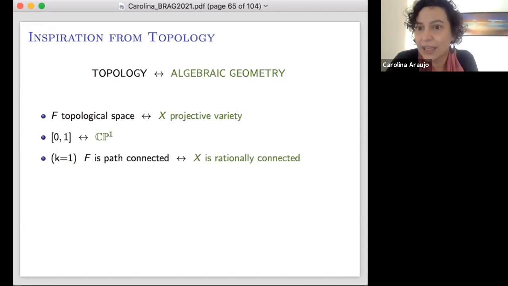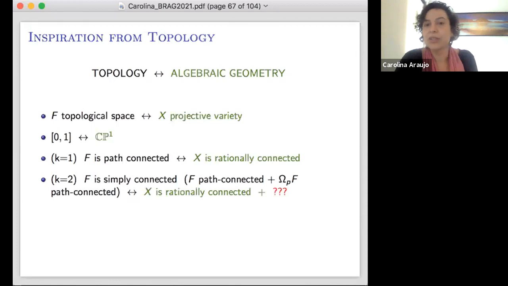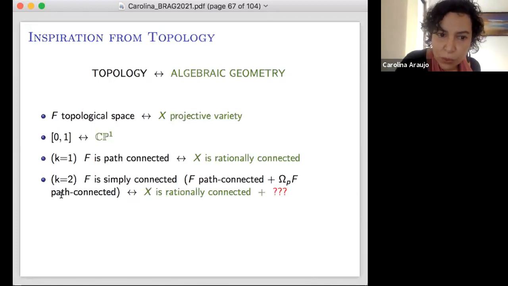So now let's see what we can do for K equals 2. For K equals 2, the solution in topology is that F is simply connected. So path connected plus the loop space at the point P is also path connected. And so how can we translate this into algebraic geometry? Well, that F is path connected is simply that X is rationally connected. But now, how do we translate this condition, that the loop space itself is path connected, to algebraic geometry?